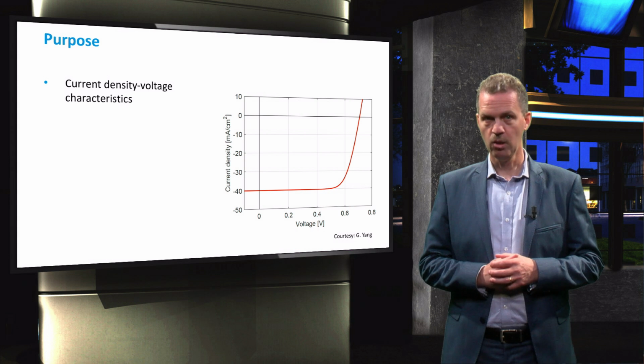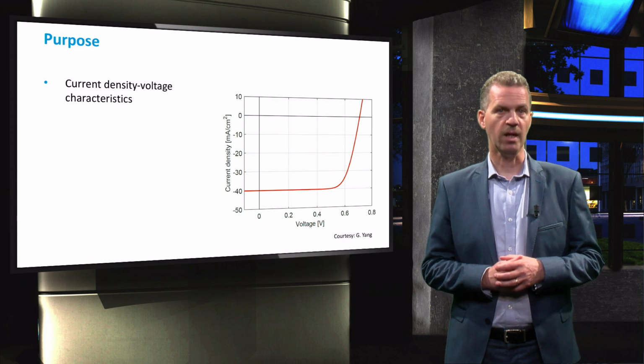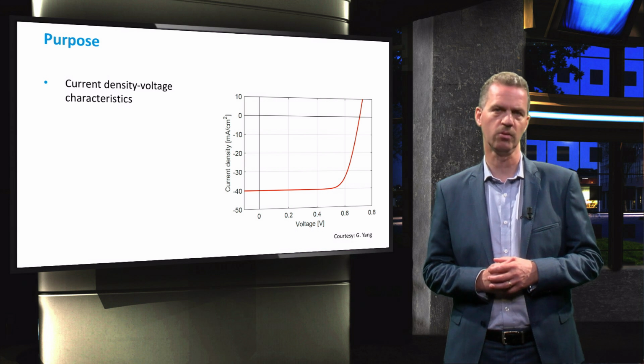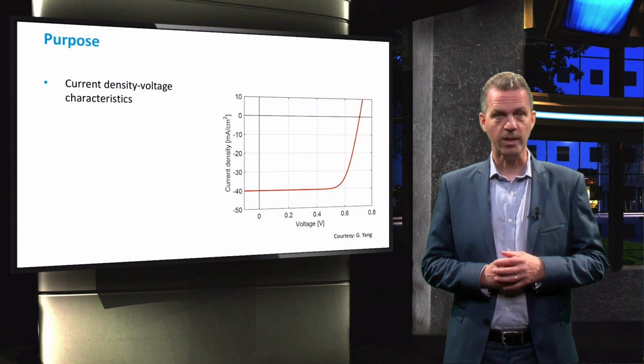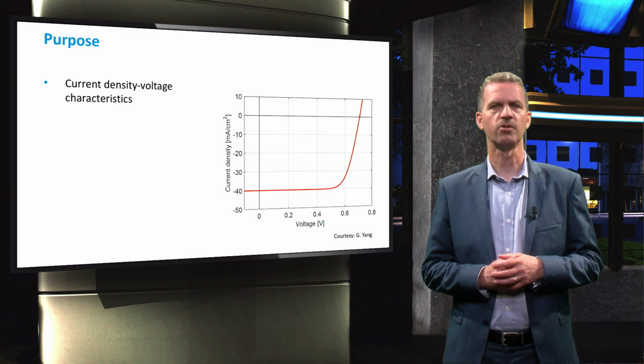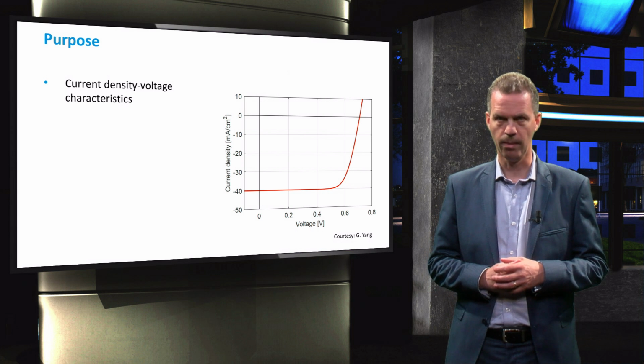The purpose of an illuminated current density voltage, or JV, measurement is to obtain a characteristic that represents the electronic behavior of the solar cell under specific illumination conditions. On the right hand side we see a typical JV curve of a crystalline silicon solar cell under illumination with an intensity of 1 sun.